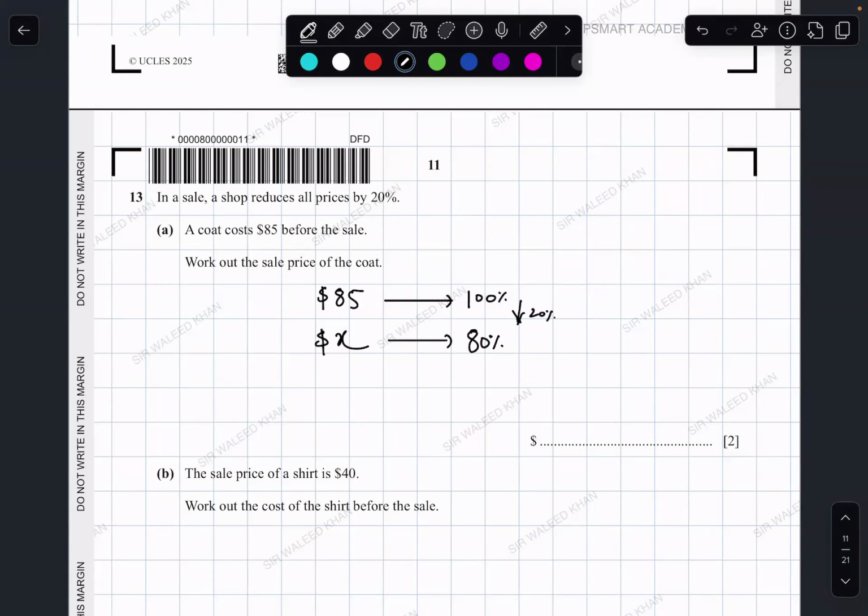Okay, so we have proportions over here. We can work it out. X is equal to, cross multiply them, 80 times 85 over 100. Now, the 0 can cancel out. Okay. 85 into 8. So either you can work it out over here, 85 into 8.